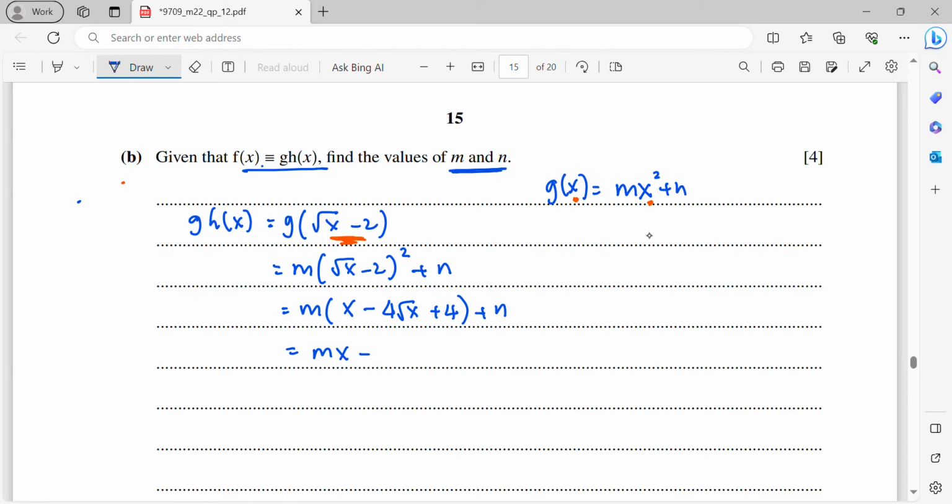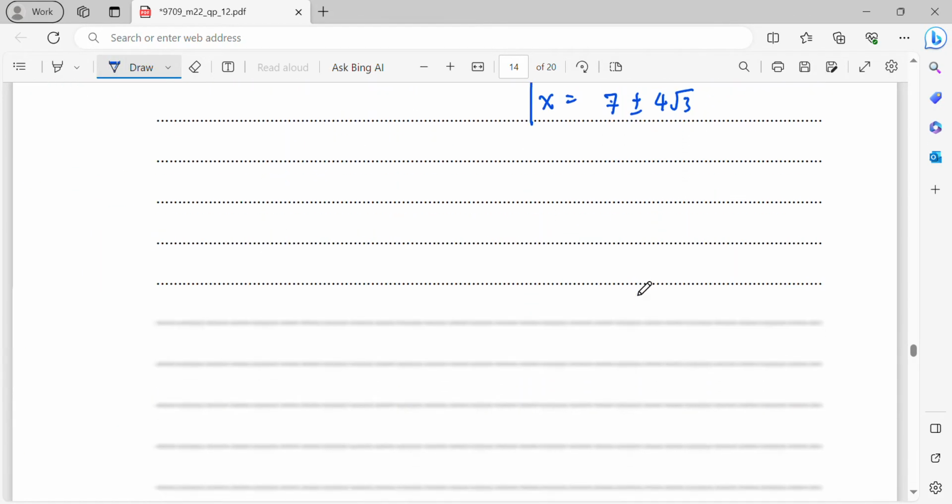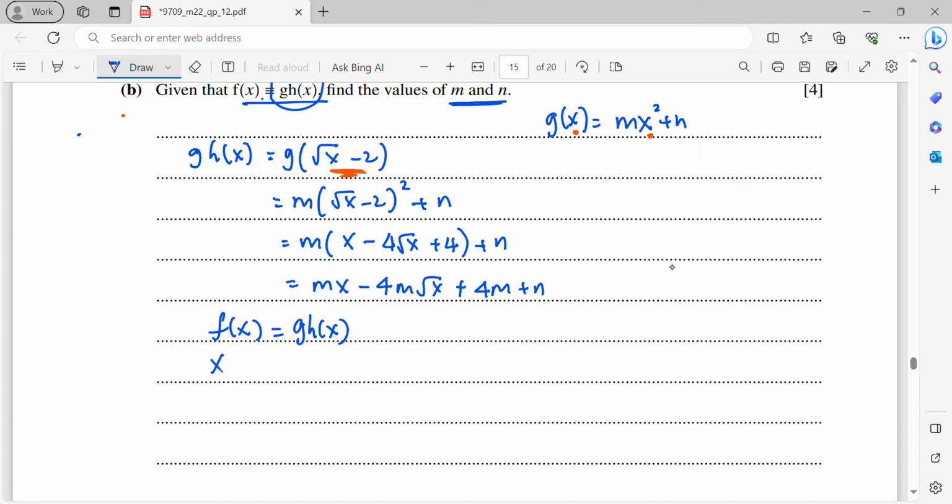You will get mx minus 4m square root x, plus 4m plus n. Okay, I have found the right hand side. Now you have to write f(x) equals the composite function. So now my f(x), referring back to the previous part, will be x minus 4 square root x plus 1. So now here I will write x minus 4 square root x plus 1 equals mx minus 4m square root x plus 4m plus n.